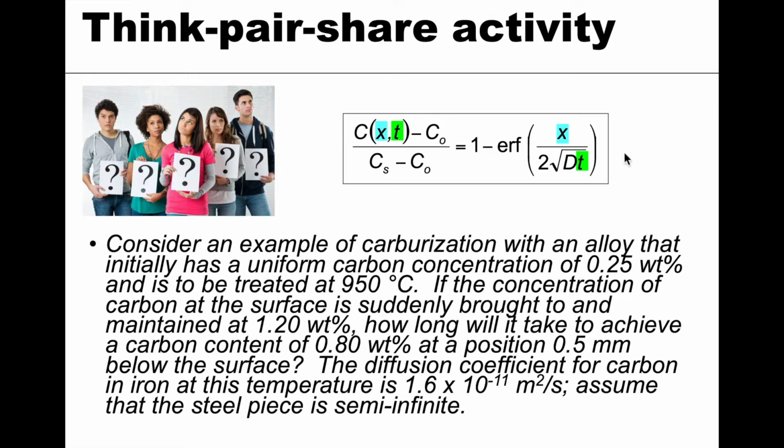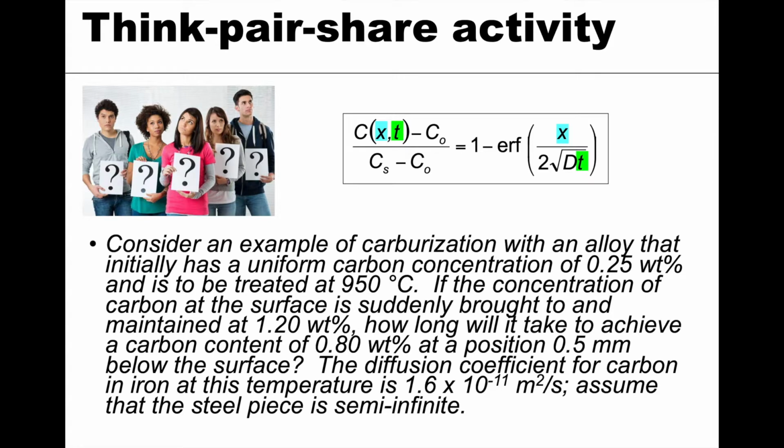So I've reprinted the semi-infinite diffusion equation that we talked about in the previous module. And we're going to use that to study an example of what we call carburization. So basically, carburization is diffusing carbon into an atom. We talked about the case hardening of a steel, and that's an example of what we're doing here.